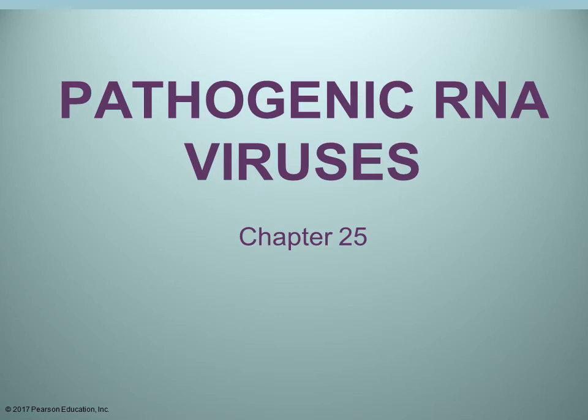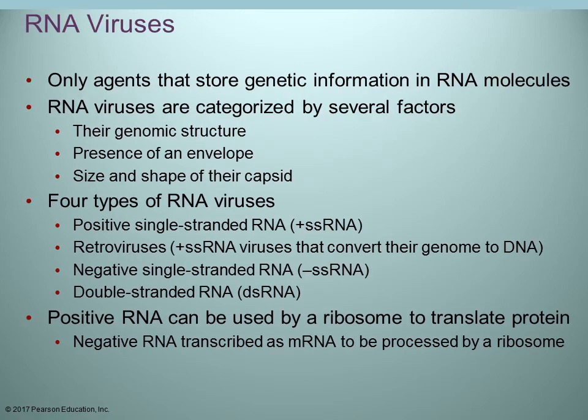This is chapter 25. It deals with the pathogenic RNA viruses now. RNA viruses are the only type of organism, if you want, or agent that carries the genetic information in RNA. Usually genetic information is stored in the DNA, but the RNA viruses don't have any DNA, so they're going to store it in the RNA.